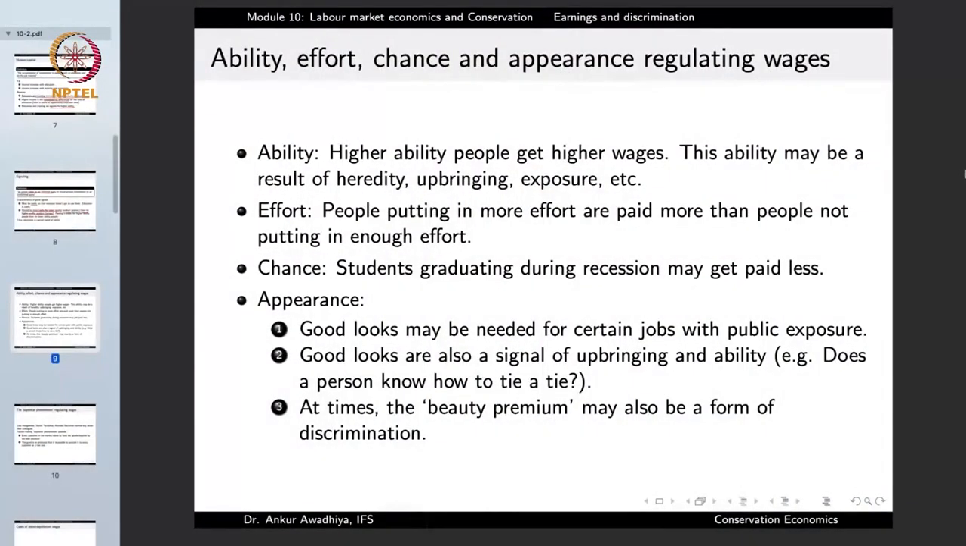What we are saying here is that suppose you have two people who are working in a job, say they are working as porters. Now, one person has a higher ability, which means that he can work for longer hours and he can pick up heavier weights. This person with the higher ability will at the end of the day earn more than a person with a lower ability. This is because the person with the higher ability is able to put up a greater marginal product. So people with higher ability get higher wages. And it is not necessary that this ability stems just from the person, but it may be a result of heredity, upbringing, exposure, and so on.